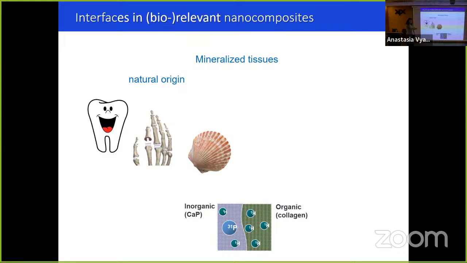Most common or well-known mineralized tissues are bones and teeth of vertebrates, that means animals and humans, and they are all nanocomposite materials. What does it mean? So they are composed of two phases: inorganic, represented by various calcium phosphates, and an organic phase, mainly proteins. So they are mixed on a nanoscale, and therefore we call them nanocomposite materials.